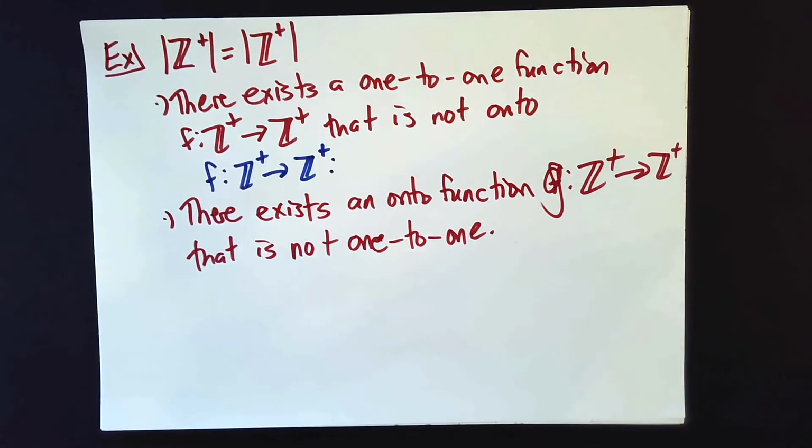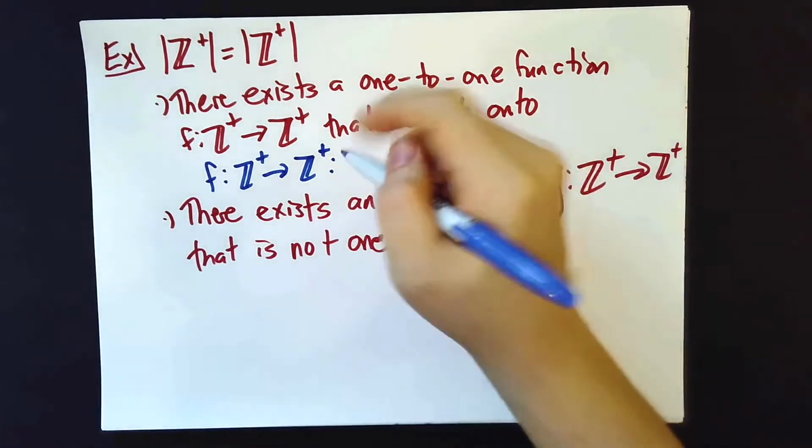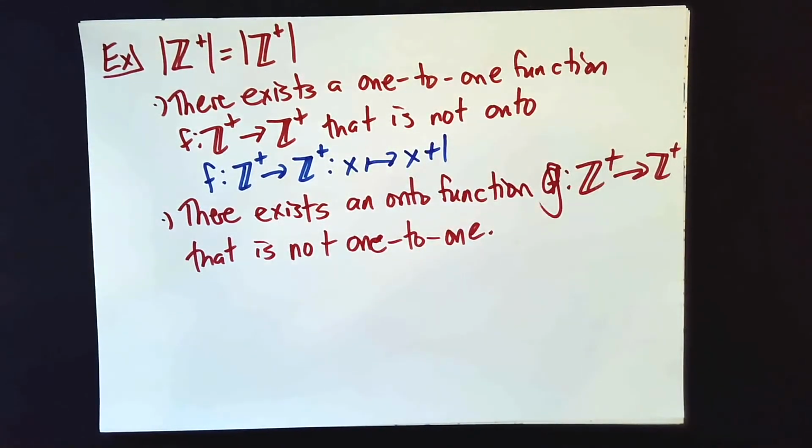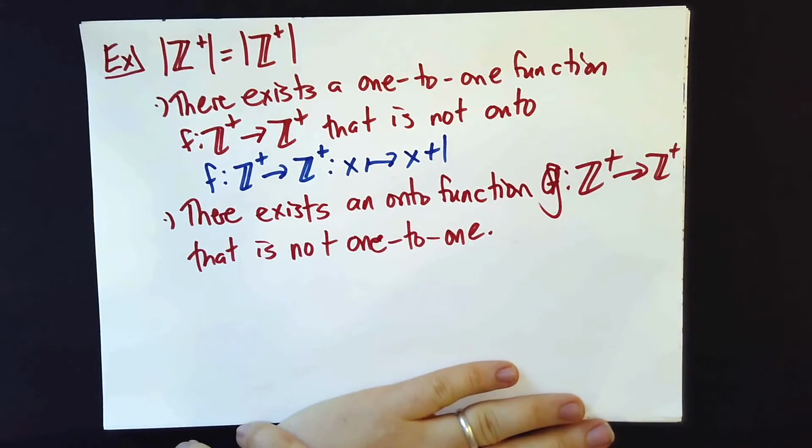Okay, are you ready? I'm going to write down a function that's 1-to-1, but not onto, from the positive integers to the positive integers. Here we go. And that's it. I'm going to take each positive integer to that positive integer plus 1.